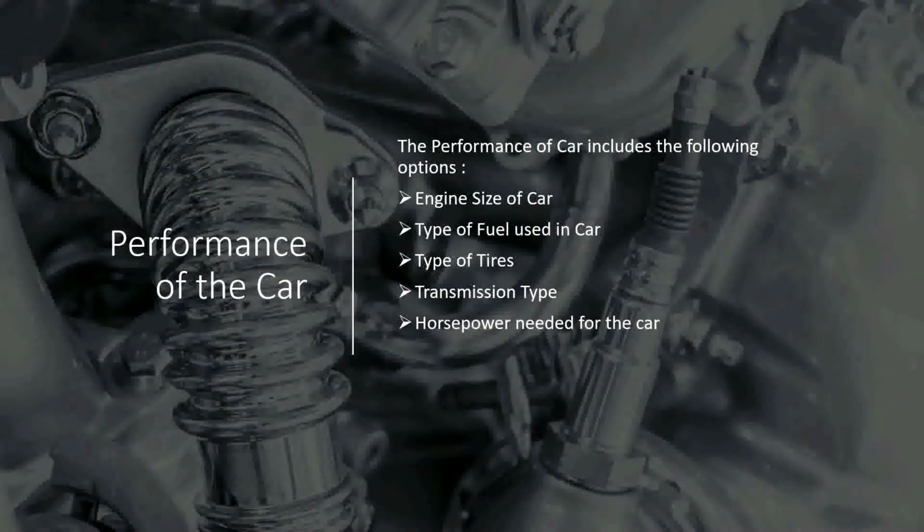So in our performance section, the users can choose their required engine size, the type of fuel that should be used in the car, the car type, and the type of tires they want in the car, the transmission, as well as the required horsepower needed to run the car smoothly.